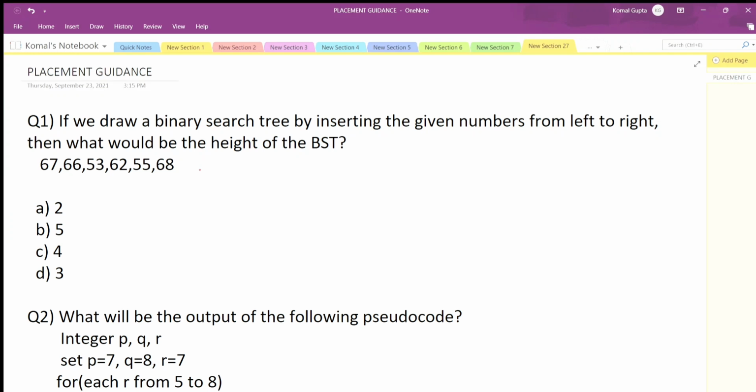Tomorrow many of you are having your Capgemini exam. So in this video we will cover the recently asked DSA and pseudocode questions with answers with the shorter tricks.